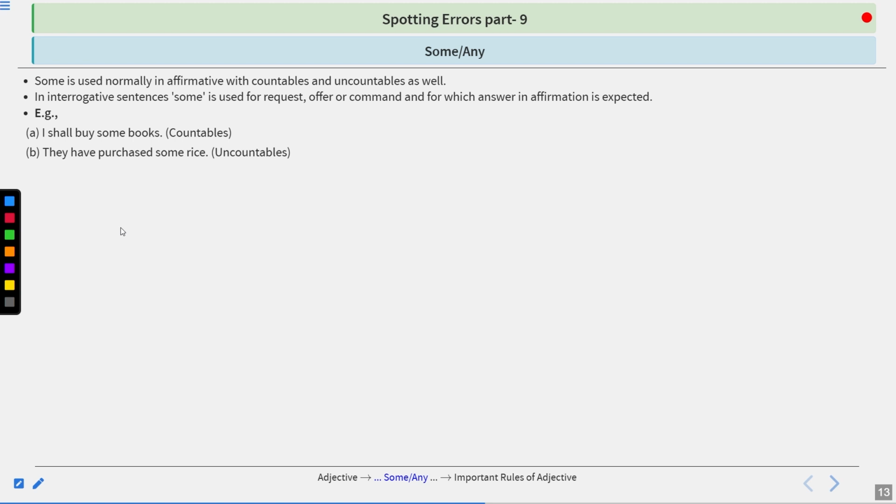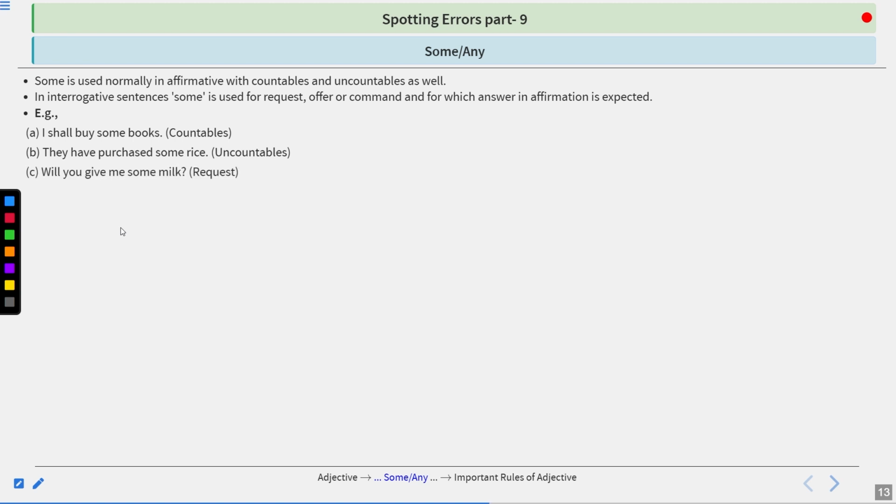after reading these two sentences, what have you understood? You have understood that some is a kind of adjective which can be used with countable or uncountable nouns.